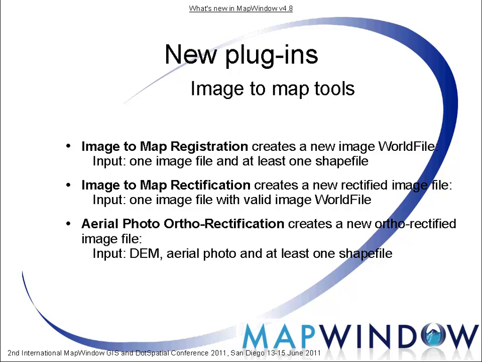Image to map. Image to map registration creates a new image world file. Input one image file and at least one shapefile. Image to map rectification creates a new rectified image file. Input one image file with a valid image world file. Aerial photo auto rectification creates a new auto rectified image file. Input the aerial photo and at least one shapefile.